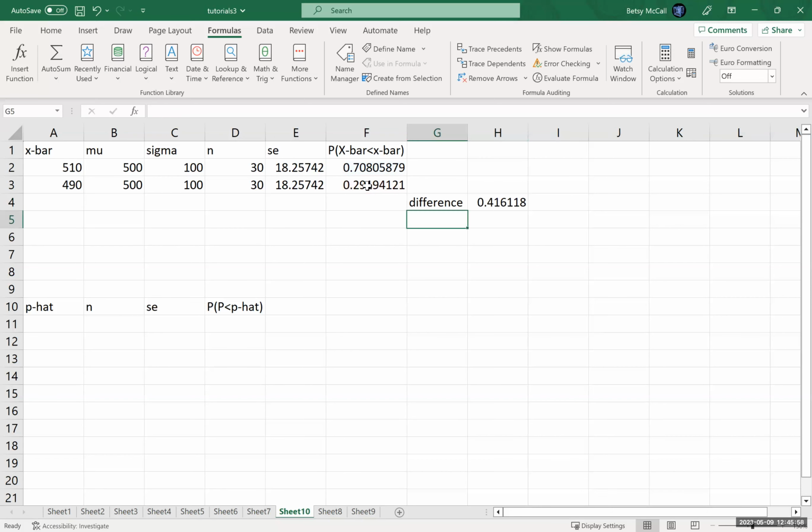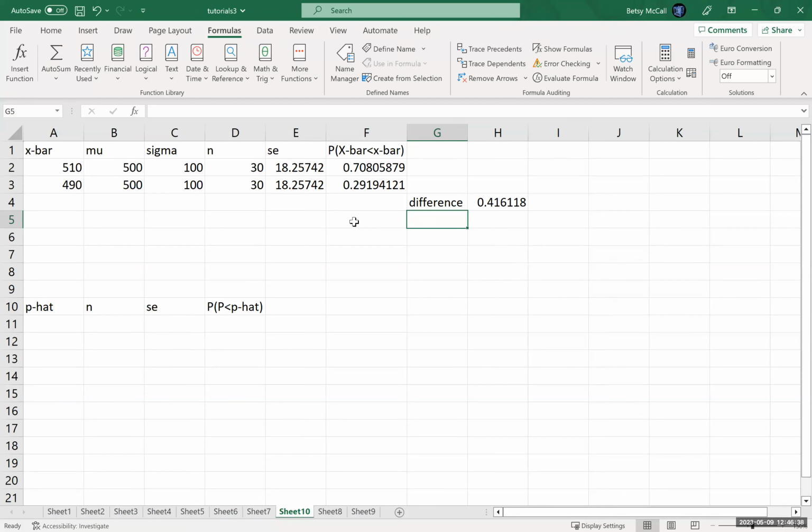So 41% of the time, we would expect as a probability that we would get a sample. We took 30 students and had them take the SAT that would be within 10 points of the population mean, which is 500. So between 490 and 510. So this is a pretty common value. 41%, almost 42% of the time, you would expect this to be within the range. But that does also mean that sometimes you will get outside this range. More than half the time, in fact, you will be a little bit outside this range.